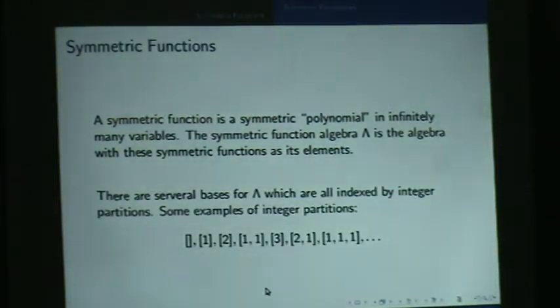So there are several bases for this algebra, as a Z module or as a Q module, and all of them are indexed by integer partitions. So you have the empty partition, which corresponds to the identity element on the algebra, and then the single partition of 1, the 2 partitions of 2, and the 3 partitions of size 3.